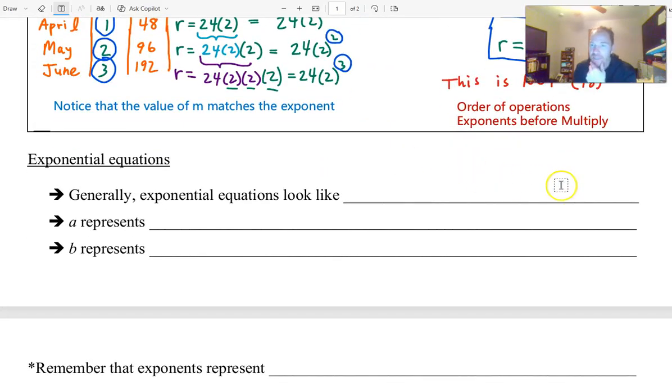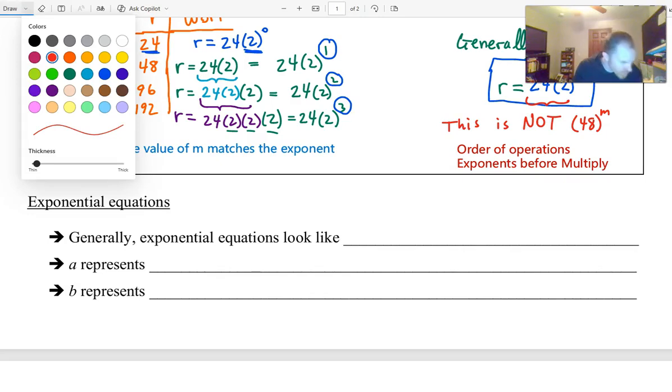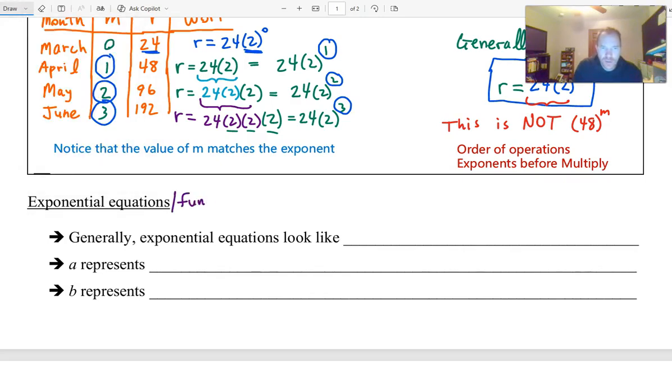All right, let's keep going here. So some blanks to fill in. Generally, what are exponential equations, or we can also sometimes call them functions. I think in the learning target, we call them functions. Equations or functions. Generally, exponential equations look like y equals a times b to the power of x. That's just generally how they look.